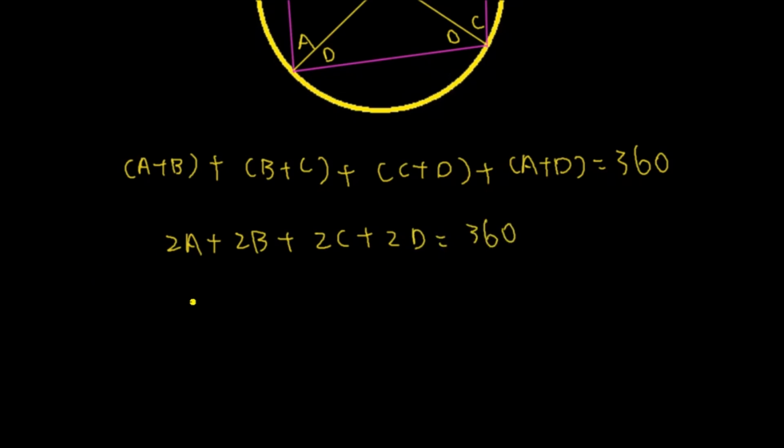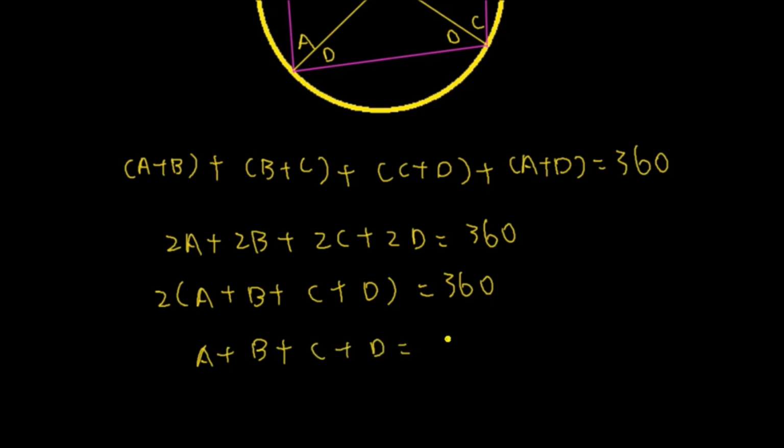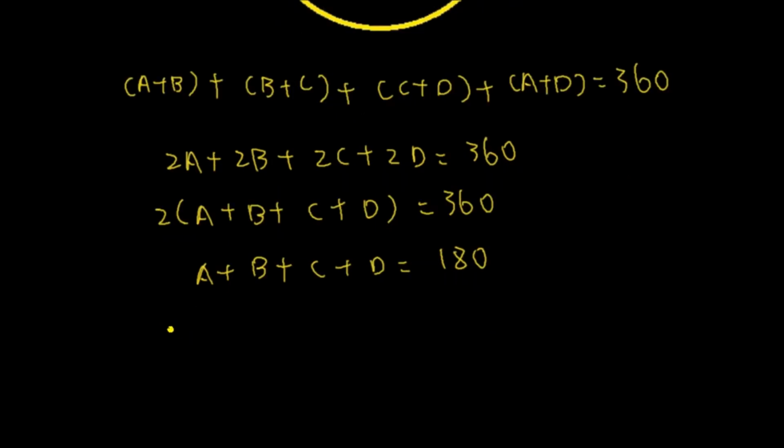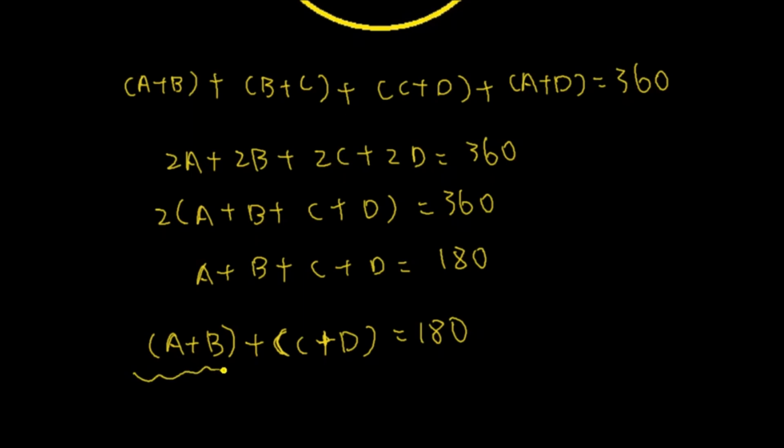And 2 is the common factor, so we can factor the 2 out. So we have 2 times (A plus B plus C plus D) is equal to 360 degrees. Divide both sides by 2. We have A plus B plus C plus D is equal to 180 degrees. Okay, from here, let me separate these 2 angles. So (A plus B) is one angle, plus (C plus D) is another angle, is equal to 180 degrees.